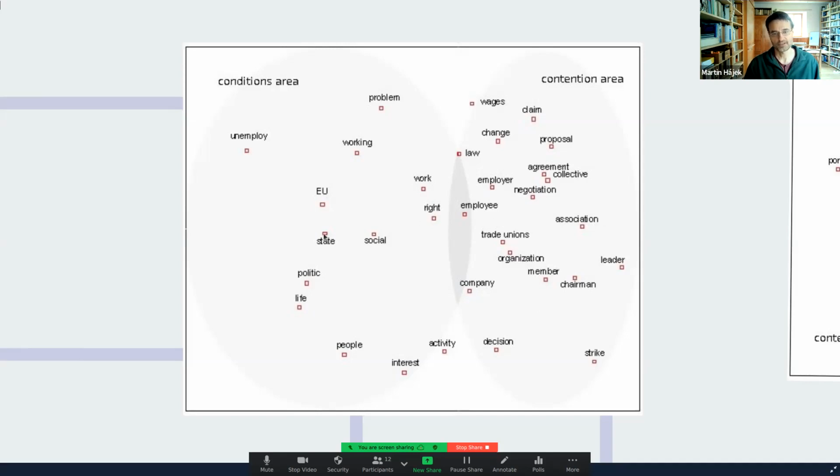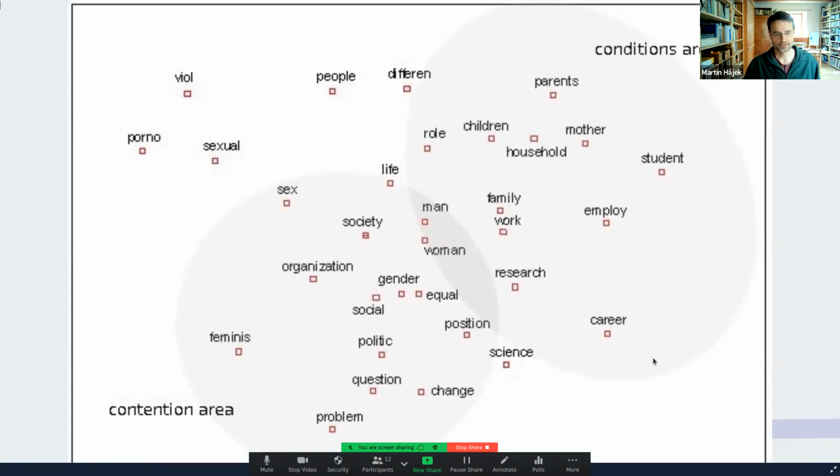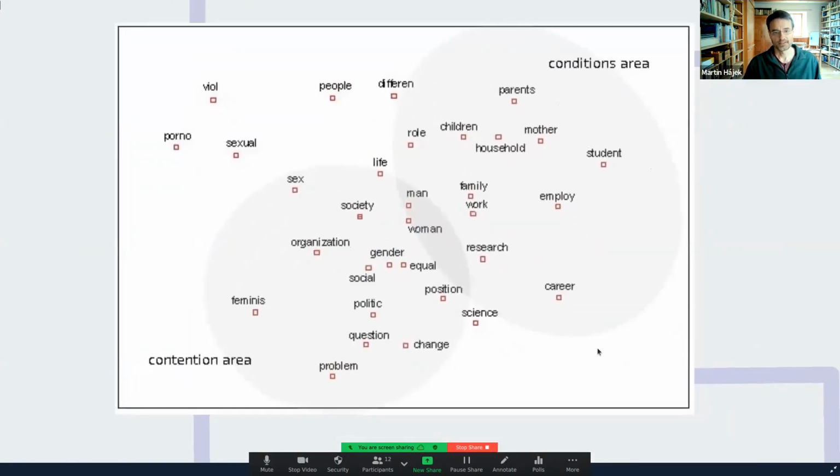And you can see that there is a clear separation between the contention area, when they talk about their own movement strategies, and the more dispersed condition area. And the second is the feminist corpus, where we also see two clusters. The condition area is about women's conditions: household, children, mother, parents, family, work. It is how to cope with having family and work together, employment, career, research, etc. Student, and this is about feminist organization and their claim making about feminism, organization, question, change, gender, equality, society.